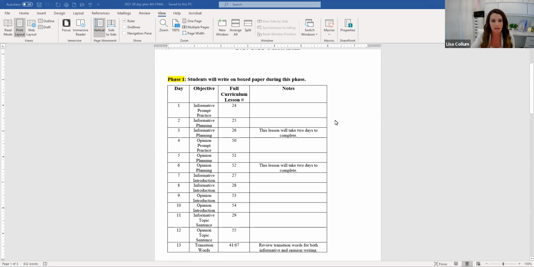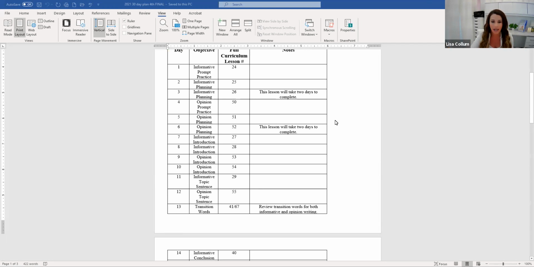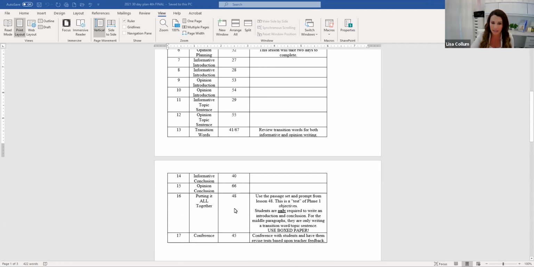You'll see here on the chart, I've listed the day, the objective for that lesson, the lesson number, as well as any additional notes for that lesson that may be needed. You'll see that you start with 6 lessons on planning, then you go into introduction, topic sentences, and then go to conclusion. At the very end, you're going to put it all together.